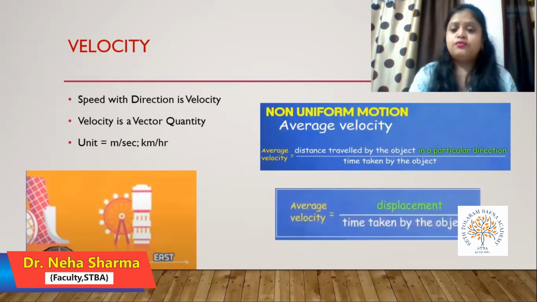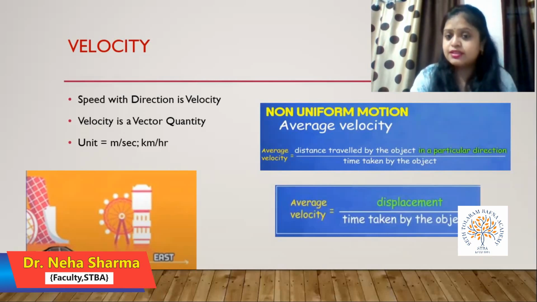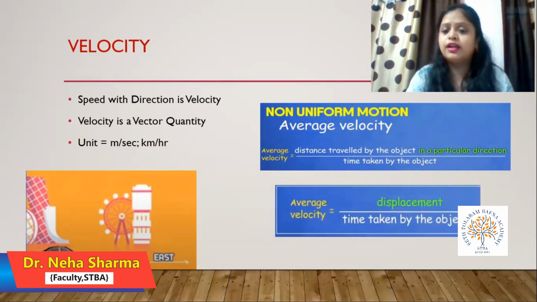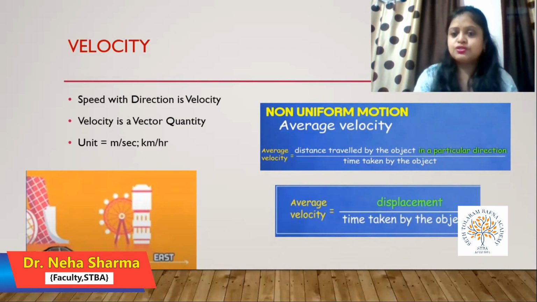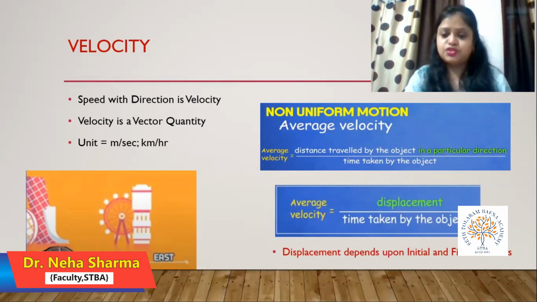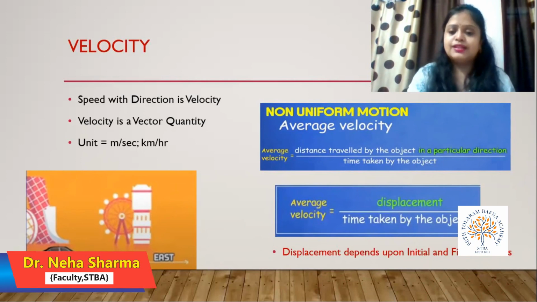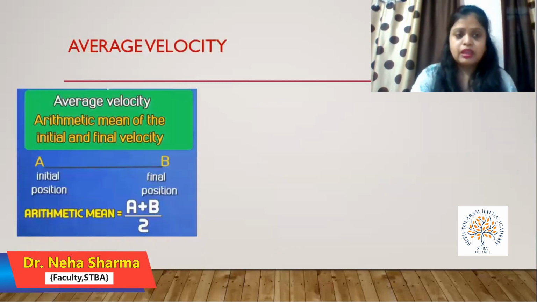If you remember, we discussed in a previous class that the distance traveled by an object in a particular direction is defined as displacement. Displacement is again a vector quantity which includes a direction also, and it is the difference between the final position and the initial position. So average velocity can also be defined as displacement divided by the time taken by the object. Since displacement depends upon the initial and final position, average velocity also behaves like displacement; it depends on the initial and final position.